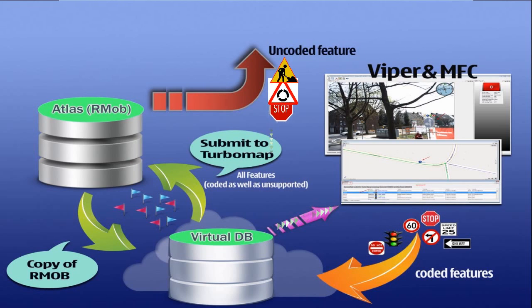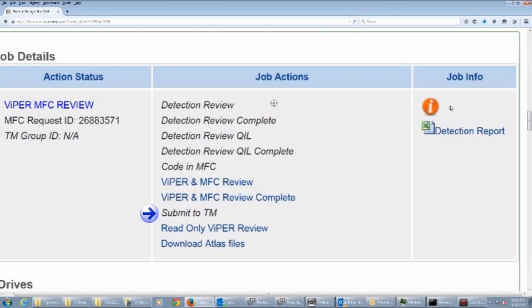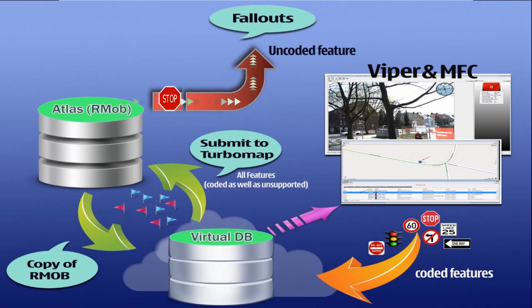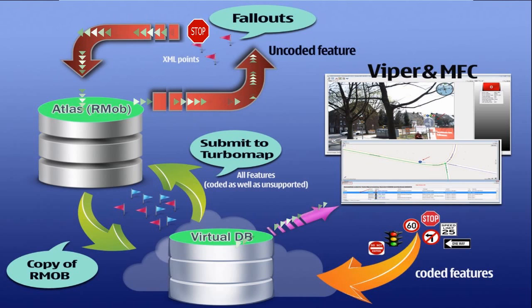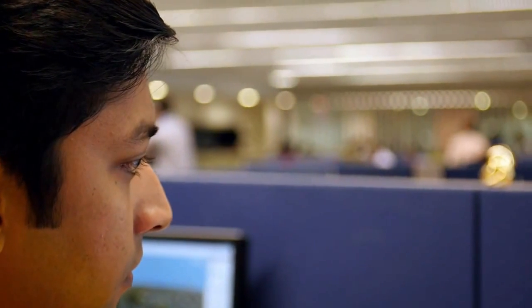Next, these features in MFC are auto-coded in Atlas by another click, submit to TurboMap. And the features which cannot be coded through TurboMap and through MFC, those fallouts have to be manually coded by the coder in Atlas. Let's have a detailed look at the CDFP process followed at IPC.